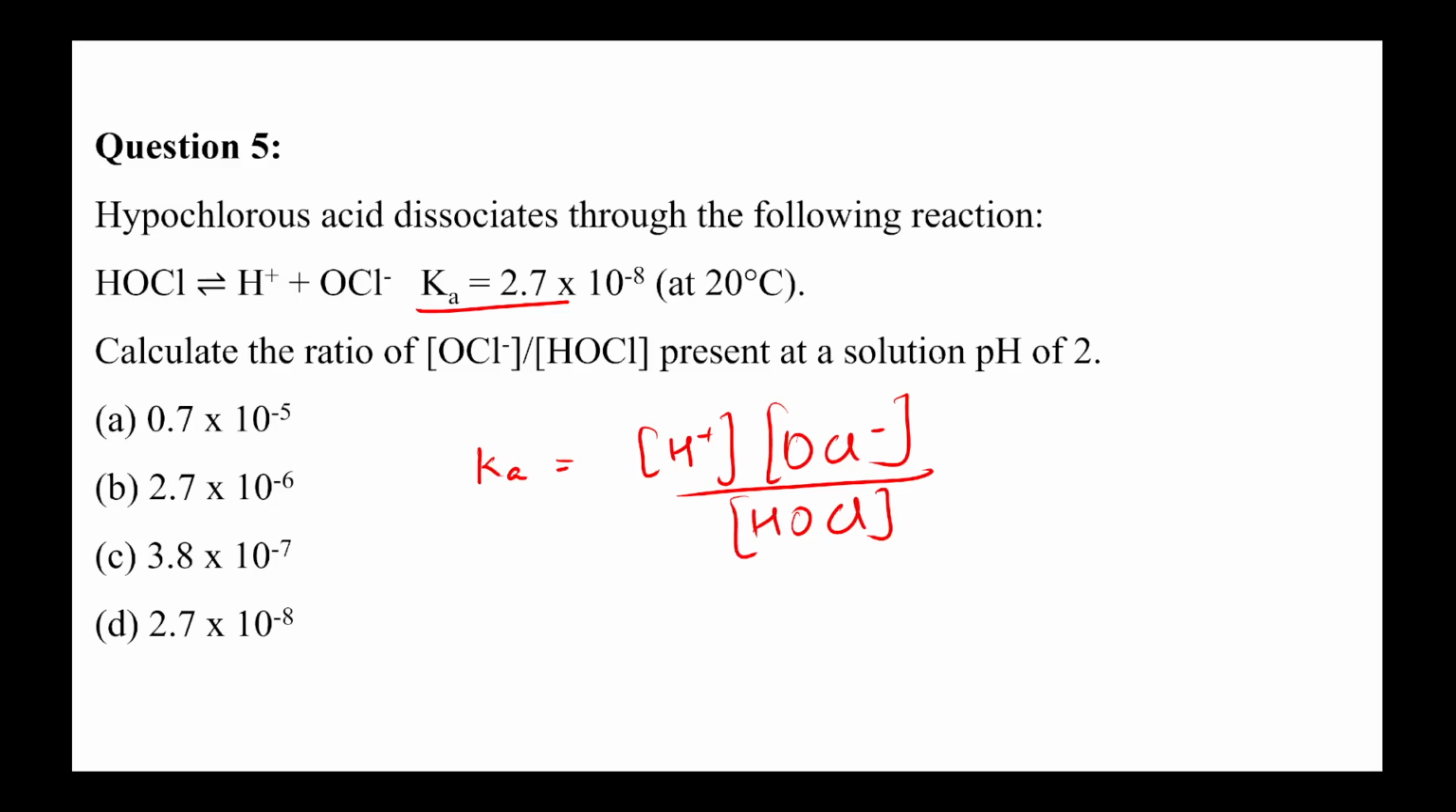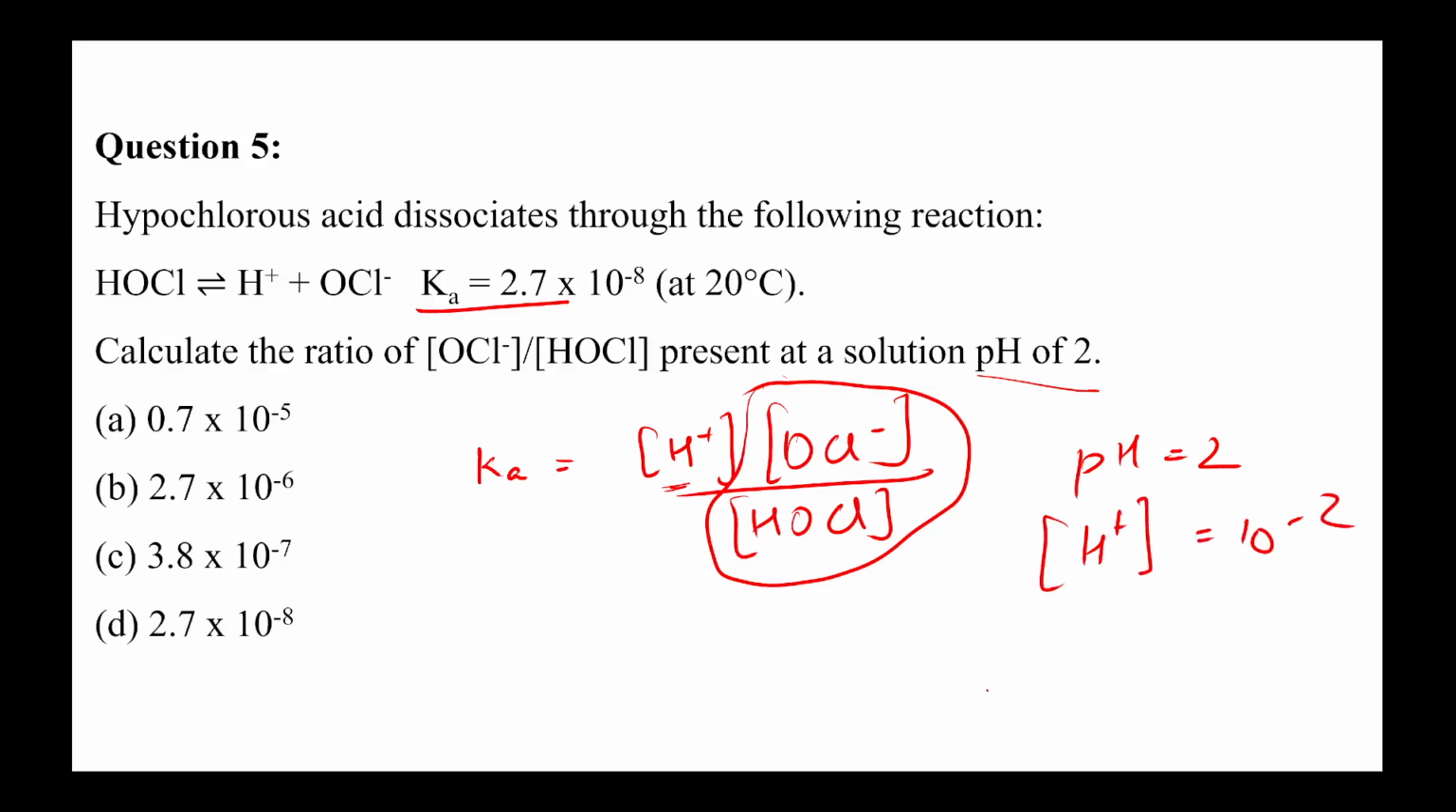Okay, so now we have to solve for OCl minus concentration by HOCl concentration, and the H plus ion concentration you can find from the pH. pH is given as 2, so the H plus ion concentration would be 10 raised to the power of minus 2. So your ratio would be Ka divided by 10 raised to the power of minus 2. Ka is 2.7 into 10 raised to the power of minus 8. If you divide it by 10 raised to the power of minus 2, you will get 2.7 into 10 raised to the power of minus 6, which is option B.